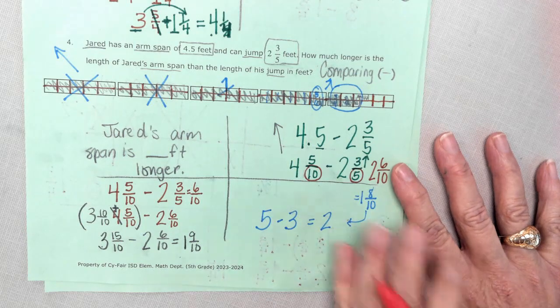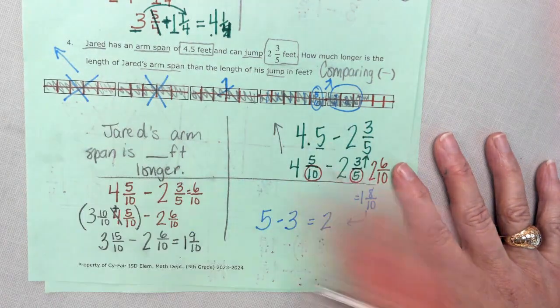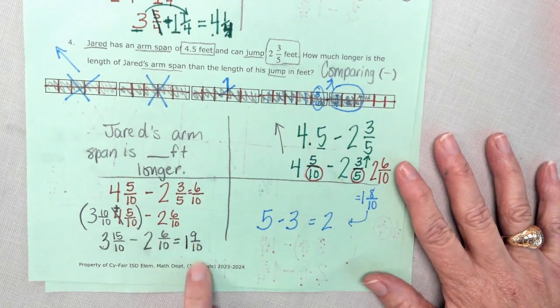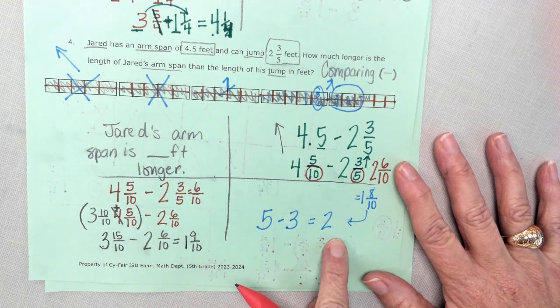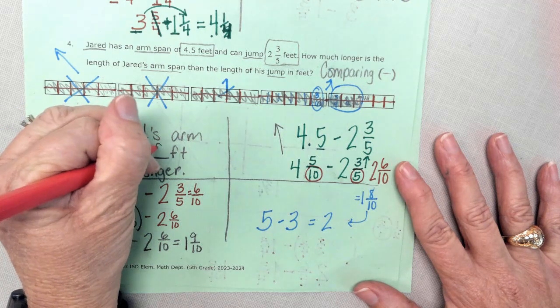Alright, so you can see the disadvantage of using a picture when you have numerous models. But is 1 and 9 tenths pretty close to the number 2? Yes, it is. And so your answer is going to be 1 and 9 tenths.